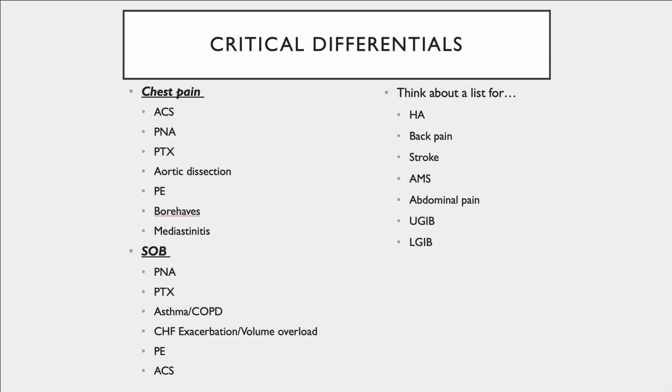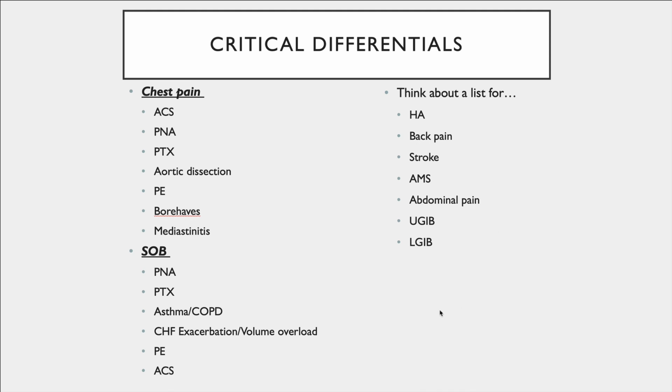Okay, here's an example of what is called critical differentials or can't miss diagnoses for chest pain and shortness of breath. This concept of critical differentials and can't miss diagnoses was introduced to me by a couple brilliant ER doctors that trained at UCLA Harbor when I rotated through the ER. When you think of things that might kill the patient, you can generate a list for common chief complaints like headache, back pain, stroke, upper GI, lower GI bleed.